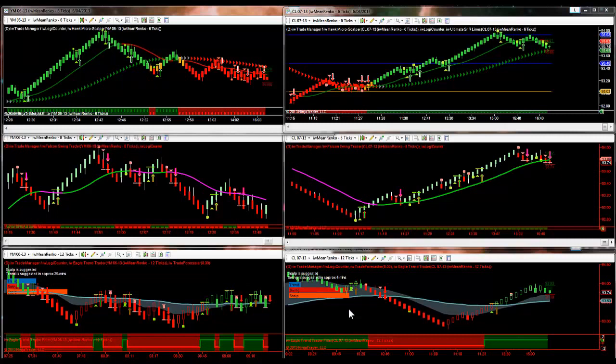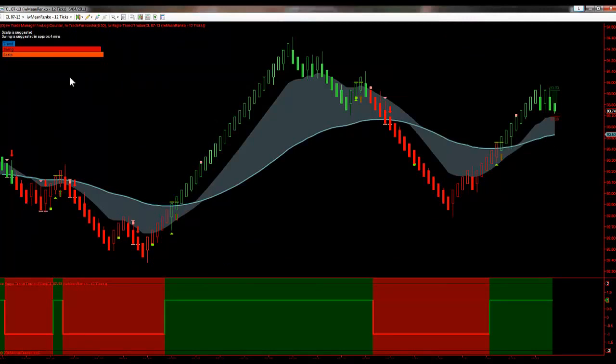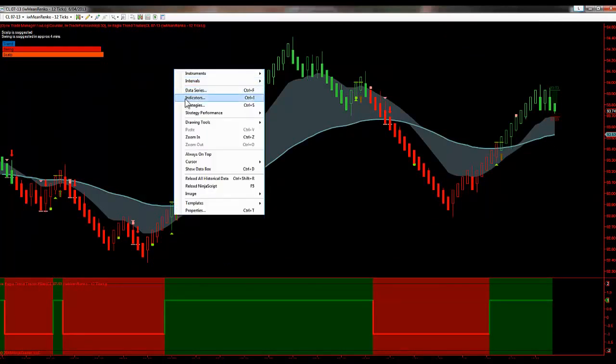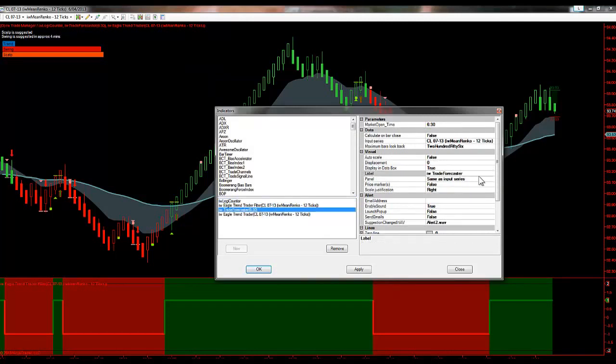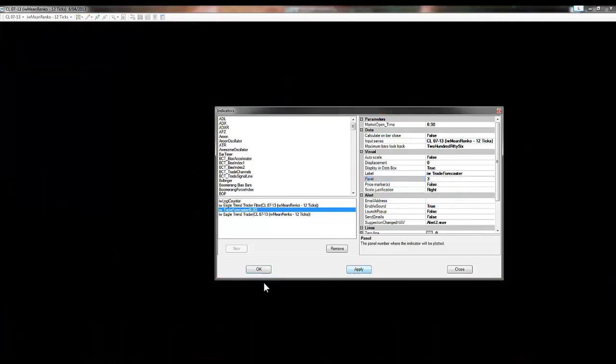I'm just going to demonstrate it first on the Diversified Trading Systems, and then I'll show you what it will look like with another system. When you first load the Trade Forecaster, it will have a tendency to want to place itself on a separate panel. So if we put Trade Forecaster on a new panel, it's going to end up looking like this.